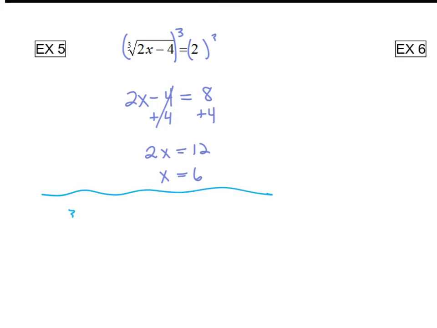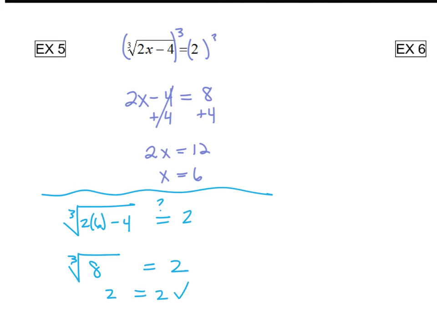So we go back to the original, the cube root of 2 times 6 minus 4. We want to know, does that equal 2? All right, so we have the cube root of 2 times 6 is 12. 12 minus 4 is 8. And the cube root of 8 is 2. So it works out. X does equal 6.